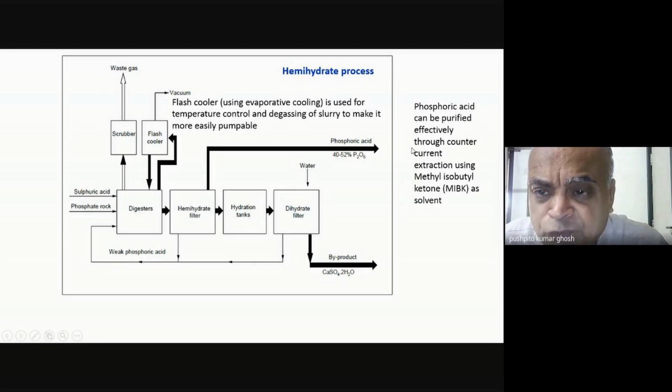Subsequently, downstream, you may have to do some purification. You can do it by solvent extraction. Maybe I'll discuss that tomorrow.